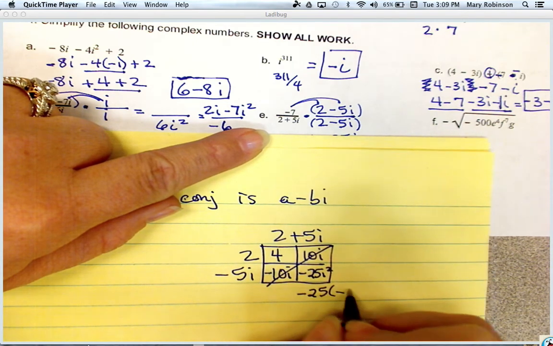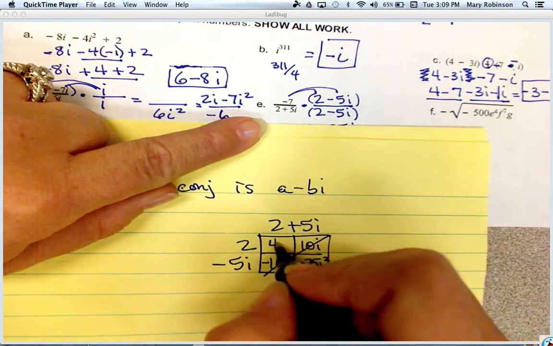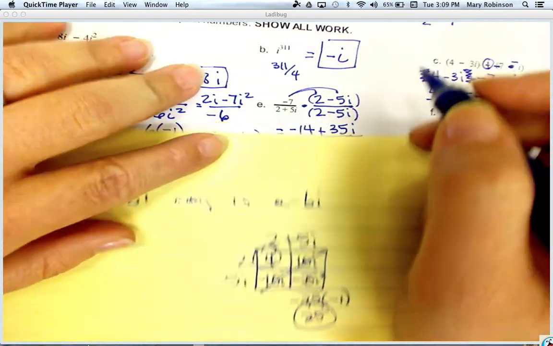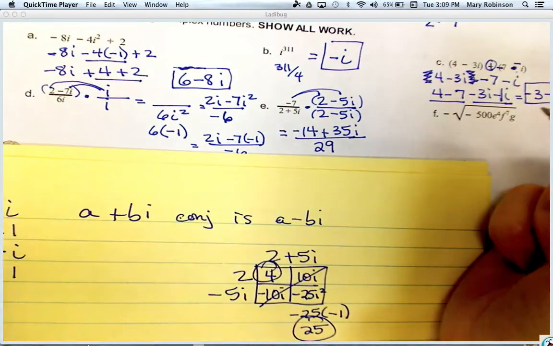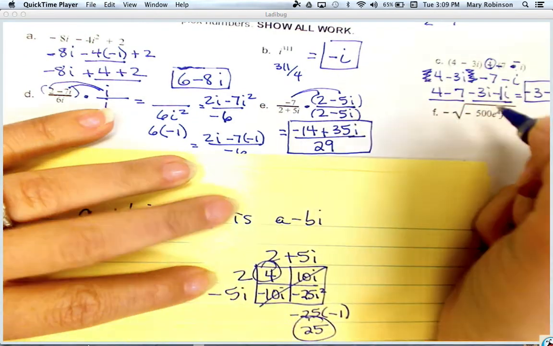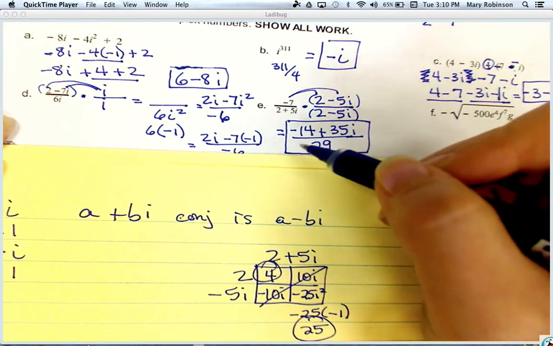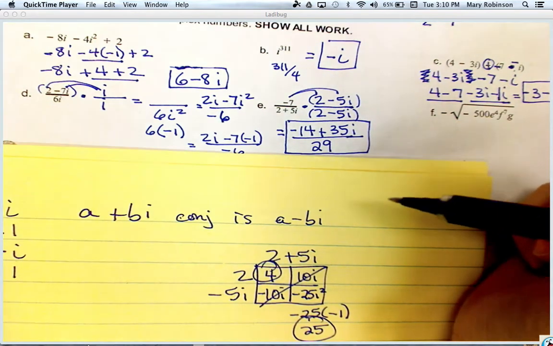Remember that I squared is negative 1, so it's going to turn into positive 25. And I just need to combine my integers here. 4 plus 25 is 29. And if I do not have a common factor to reduce, then I'm through. So it's not too bad. Just remember, conjugate, distribute on top, multiply on the bottom, but your middle terms do cancel out.